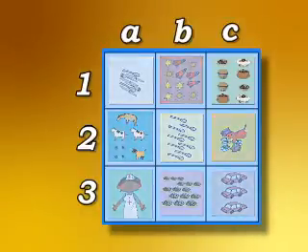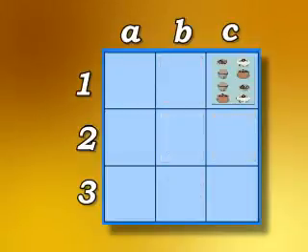Well, on square 1C, we have some delicious looking cakes. And cakes are things that you can eat. So square 1C would be a correct answer.